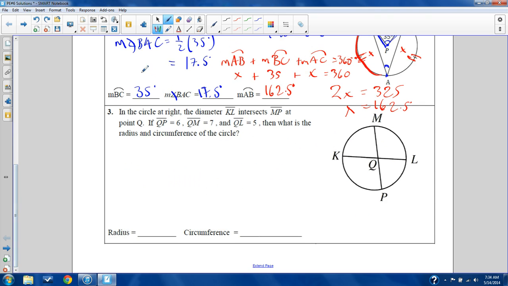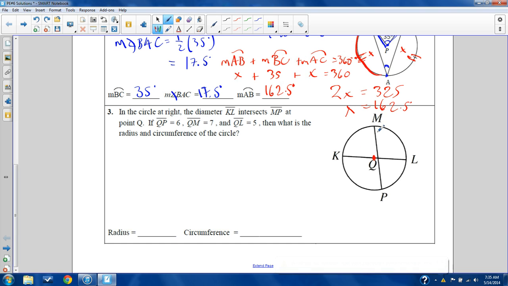Okay, problem number 3. In the circle at right, the diameter KL intersects MP at point Q. Okay, so they say that this is a diameter. They don't tell you that Q is the center of the circle, so make no assumption that it is. In fact, if it were drawn to scale, you would know that right here you have probably the center around there. So again, we know that it's not the center. We can't assume that it is.